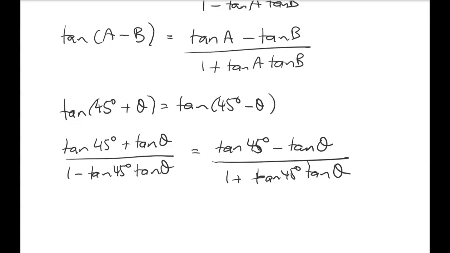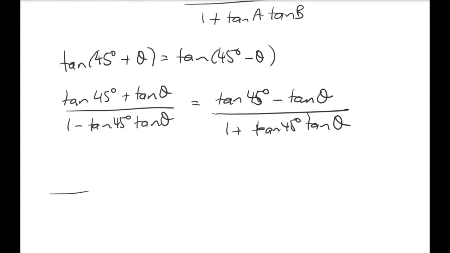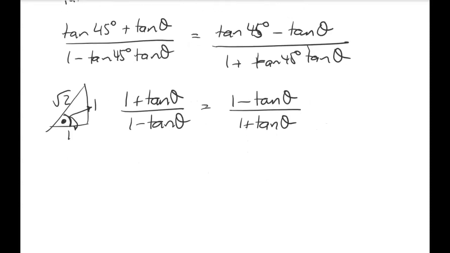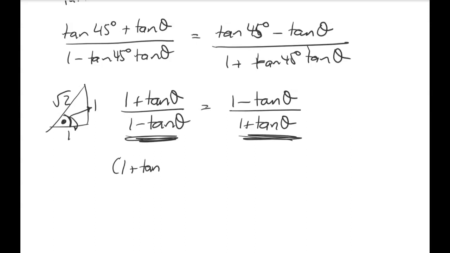Now this gets significantly easier when you remember that tan of 45 degrees is simply 1. Right, so again, using my special triangle, here's the 45-degree angle, this is the opposite, and this is the adjacent. So this whole thing simplifies to give me 1 plus tan theta over 1 minus tan theta is equal to 1 minus tan theta over 1 plus tan theta. I'm going to multiply both sides by the denominators of each side. Some of you will think of that as cross multiplying. So there we go. We get 1 plus tan theta squared is equal to 1 minus tan theta squared.